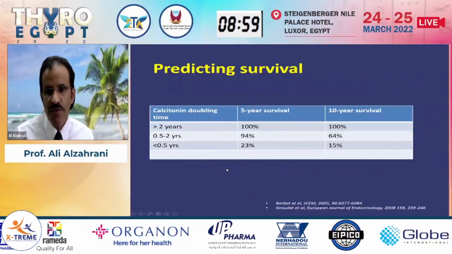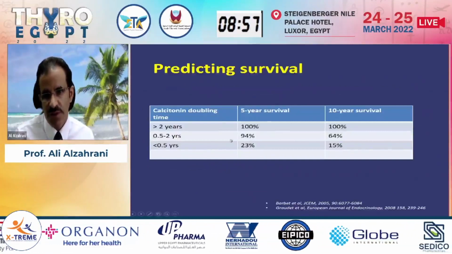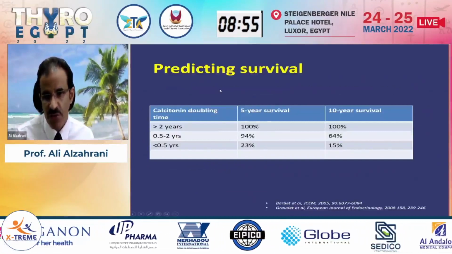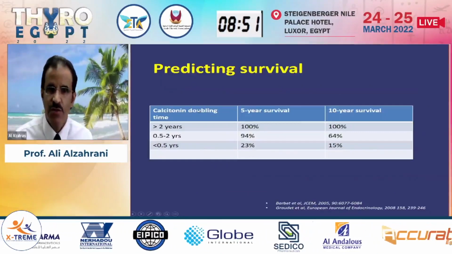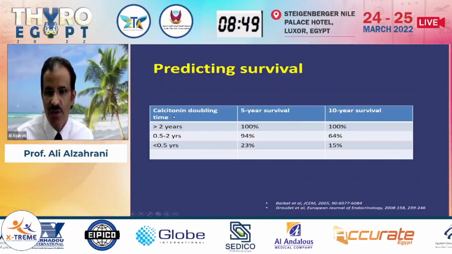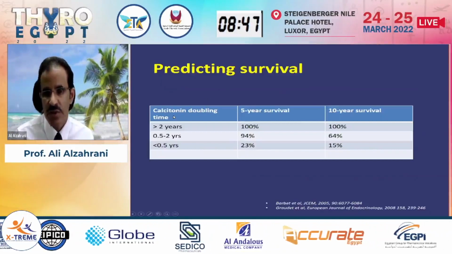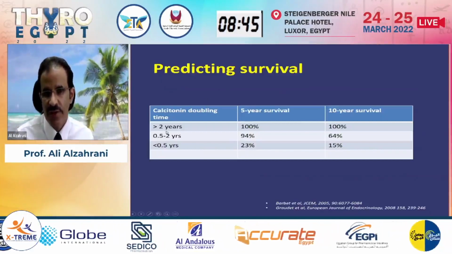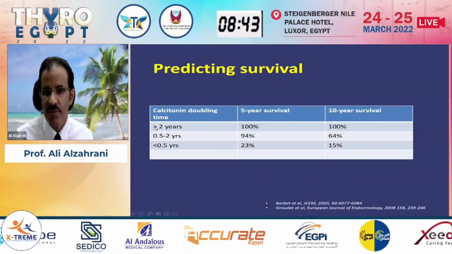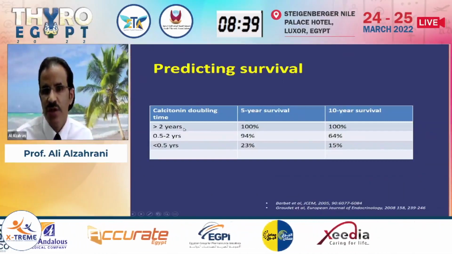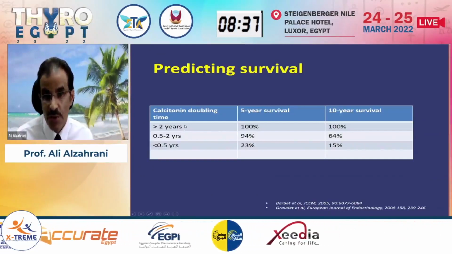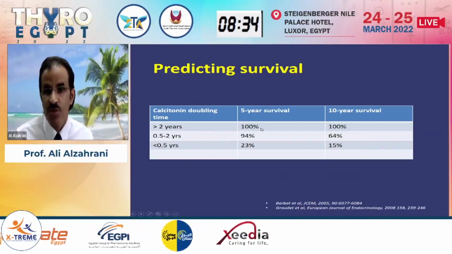Now, one of the most important predictive factors for survival and for prognosis is what is called calcitonin doubling time. So if you are following a patient over a few years and you find that his calcitonin doubling time is more than 2 years, in other words, if it takes more than 2 years for calcitonin to double in its level, then those patients do very well.